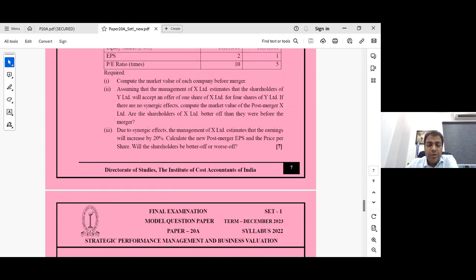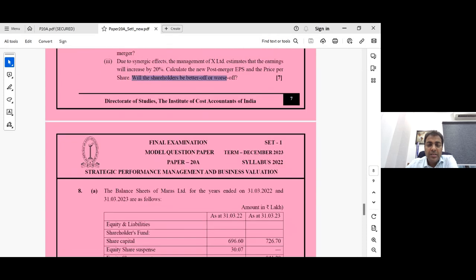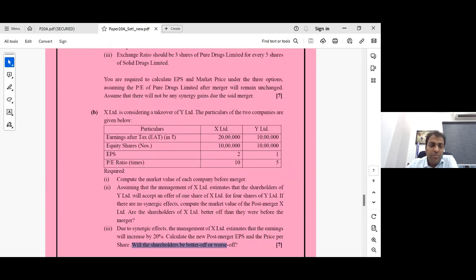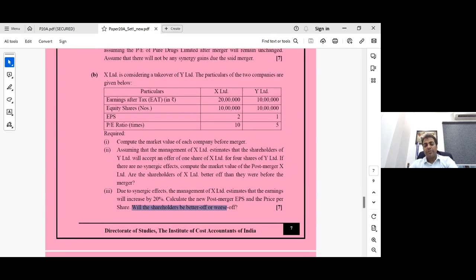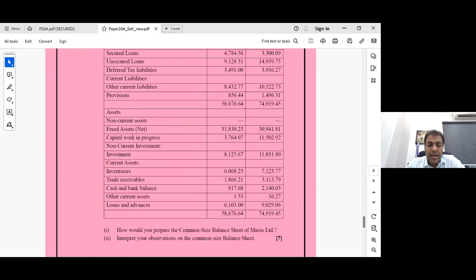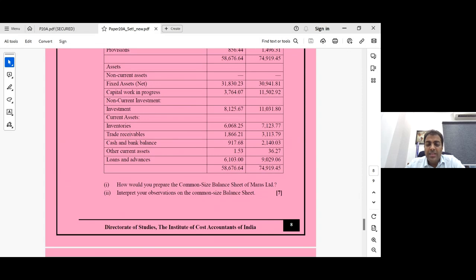And it is asking you to evaluate, will the shareholders be better off or worse off with this acquisition, right? Or are the shareholders better off than they were before the merger? So you have these scenarios which are given to you based on which you evaluate the viability of a merger. Common evaluation done under M&A chapter. Okay.